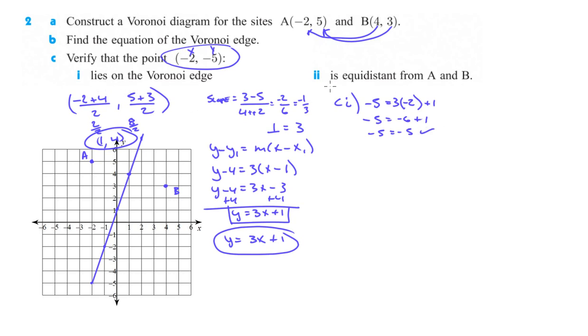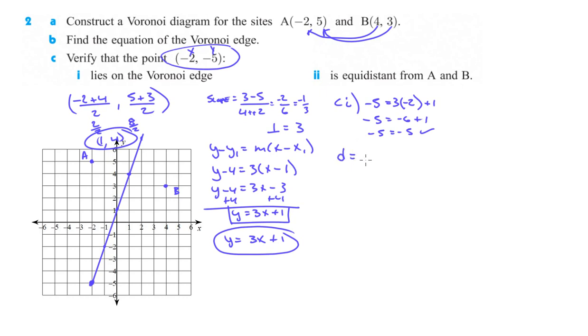Okay. Also, verify that the point -2, -5 is equidistant from both A and B. So let's just graph it so we kind of get an idea. -2, -5 is this point right here. So we want to find the distance between these two points. We can use the distance formula, or we can use triangles. On the last one I think we just used triangles, so let's mix it up a little bit.